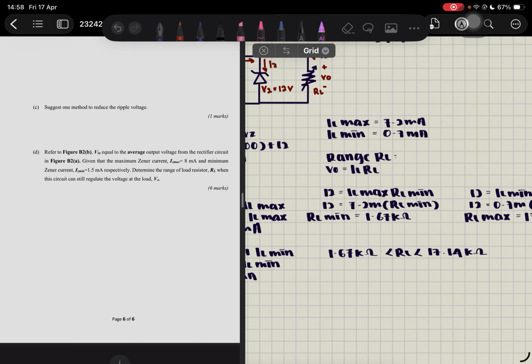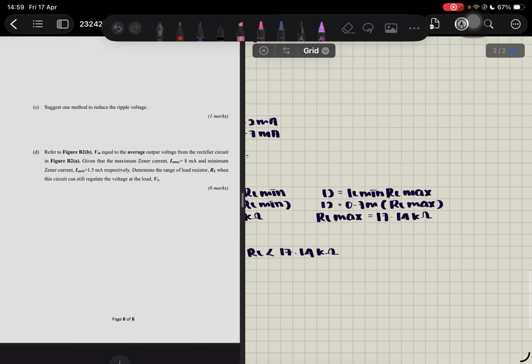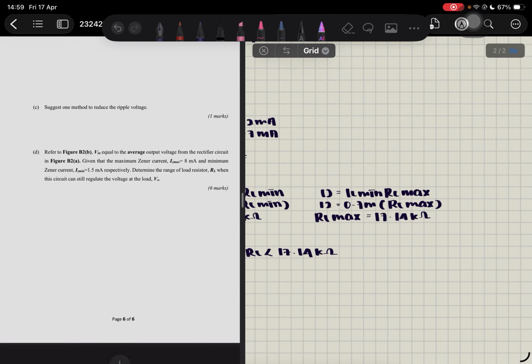So to find the range of RL, we just use V equals IR. Okay, just a simple formula. So when we want to find the RL minimum, we must use the IL max, because when the RL is minimum, the current will be maximum, right? Will be higher. So we get the RL minimum here is 1.67 kilo ohm, while for the RL maximum, the current will be reduced, right? So the current is IL minimum. So we got RL max is equal to 70.40 kilo ohm.